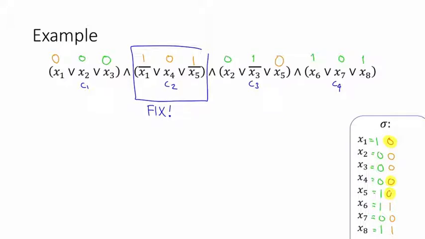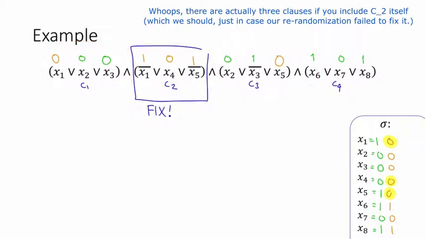Okay, so this is great. We've fixed clause C2. It's now satisfied. But unfortunately, we may have broken some other clauses. So that's where we need to use our recursive calls to fix to recursively fix those. Now, there are two clauses that share variables with C2. There's C1 and C3. So fix is going to potentially look at two different clauses, C1 and C3, that it might have to recursively call fix on.